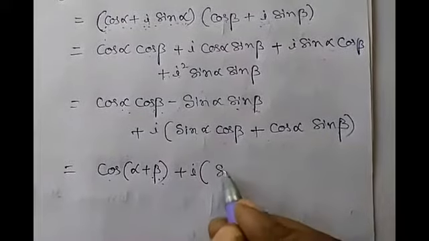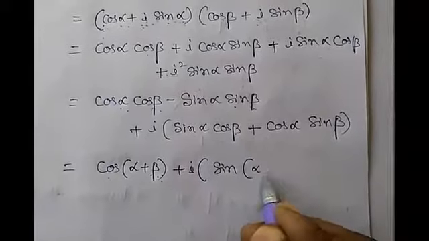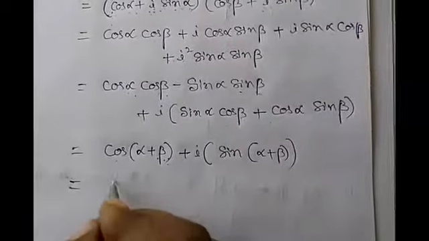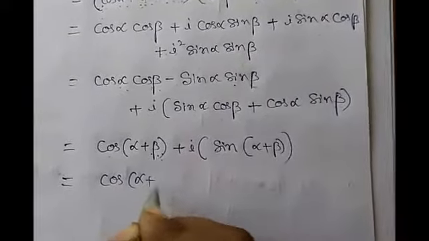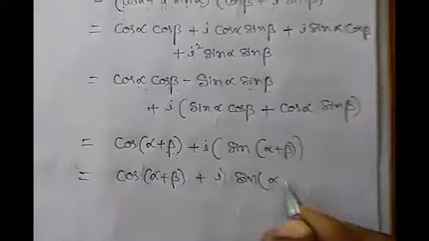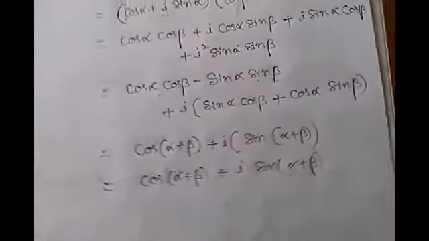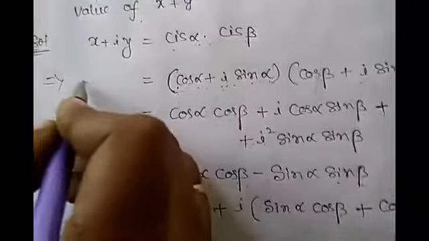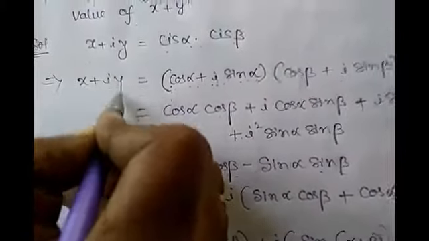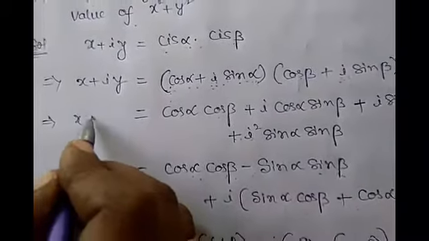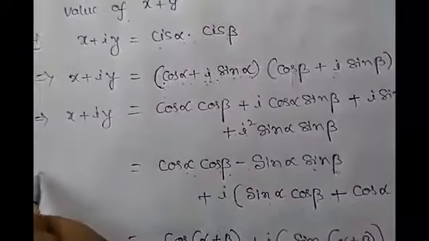This is the formula for sin of alpha plus beta. Now we get cos alpha plus beta plus i sin alpha plus beta. Similarly, in the left hand side you have x plus iy.